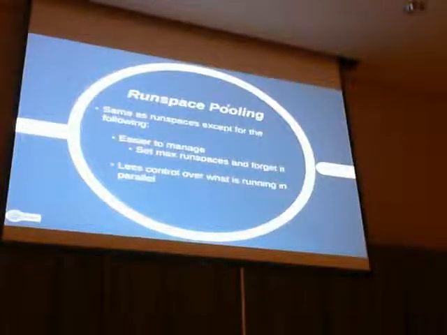Run space pooling is the ability to do run spaces, but you don't have to think about it as much. You can set, I need 5 run spaces to be there, and I'm going to run stuff on it, and whenever I have a new thing that needs to run, it's going to see if there's an available run space. If there is, like if the last one stopped, it's going to use it. If not, it's going to wait. So once one job finishes, the next one will be taken. And then you can run a whole bunch of things in parallel.